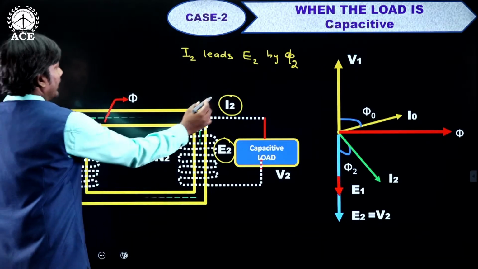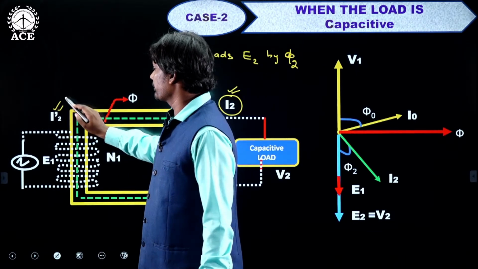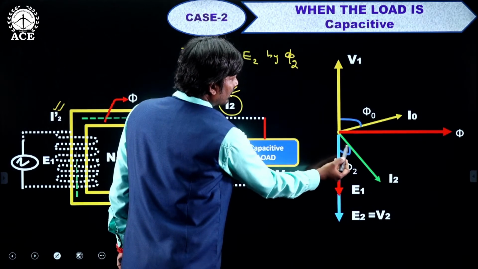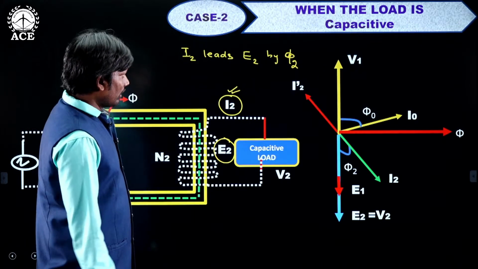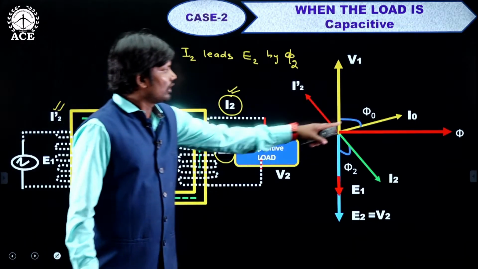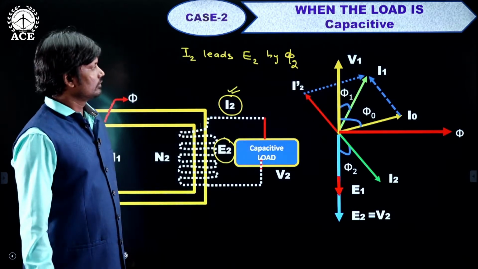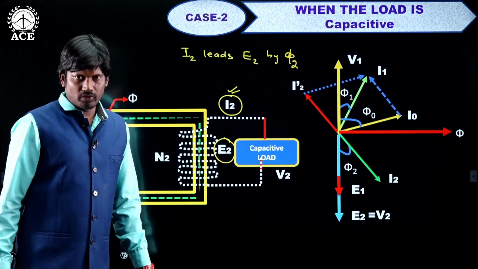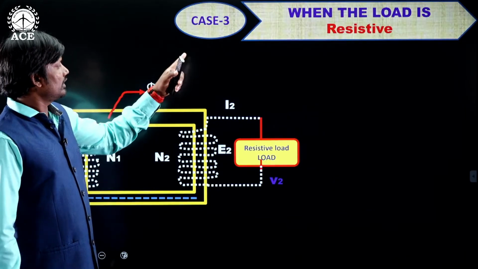And this I2 is opposite to I2 dash, which means I2 dash will come somewhere on this side. Now the resultant of I0 and I2 dash is I1. See, this is I1 at an angle phi 1. This is the phasor diagram when the load is capacitive.